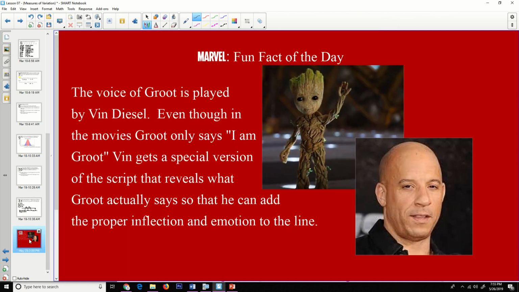So, our Marvel fun fact of the day is that the voice of Groot is played by Vin Diesel, pictured right here. And even though in the movies Groot only says, "I am Groot," Vin gets a special version of the script that reveals what Groot actually says so that he can add the proper inflection and emotion to the line.